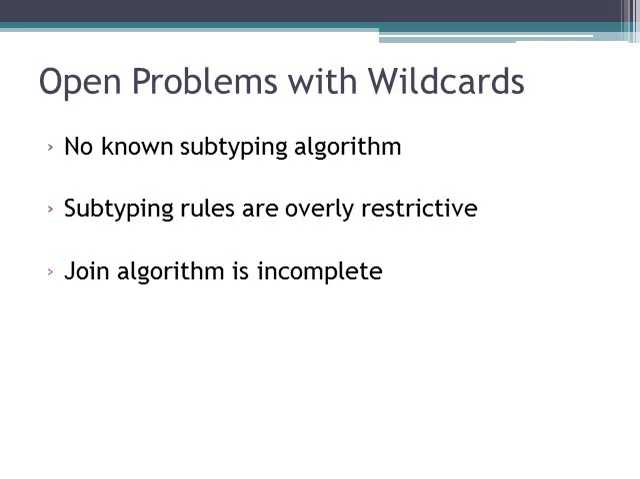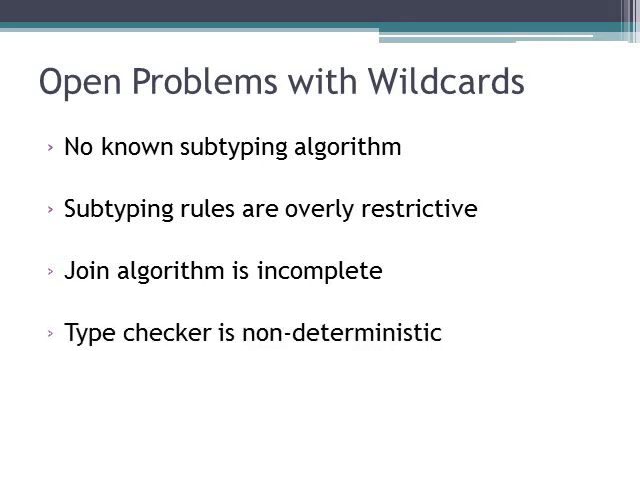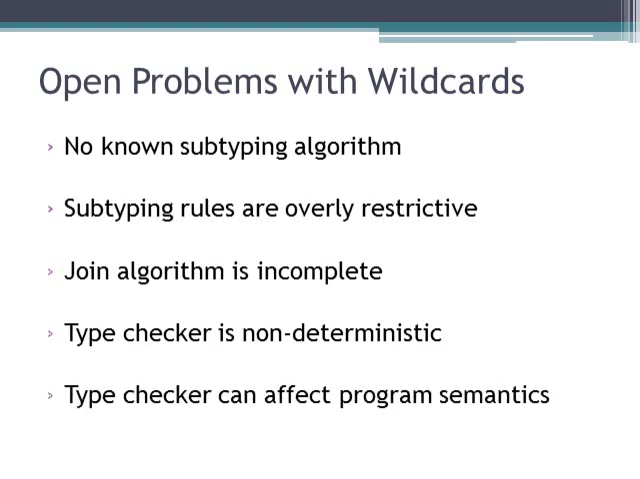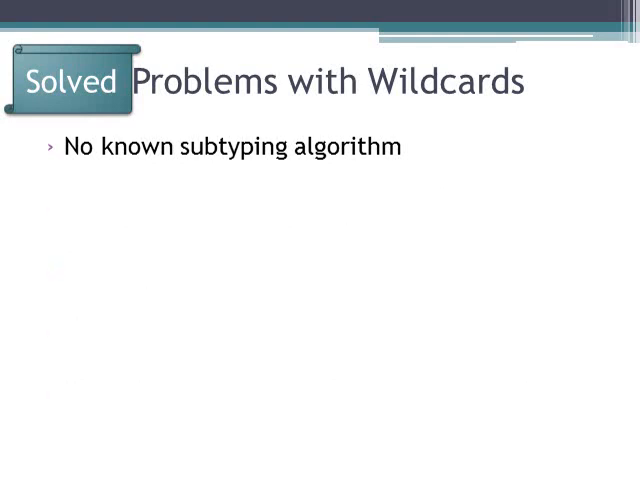However, there's some new problems that we've identified. We determined that the Java type checker is actually non-deterministic because of some complications with intersection types. We also determined that the type checker can even affect the semantics of your program. This is because type inference can infer different types, and how these types interact with method overloading can actually change the semantics of the program. Now, the contribution of our work is that we've solved these problems, except the last one, which could still use some significant improvement. Unfortunately, I don't have time to go over all these solutions, so I'm just going to focus on this first problem and talk about subtyping.